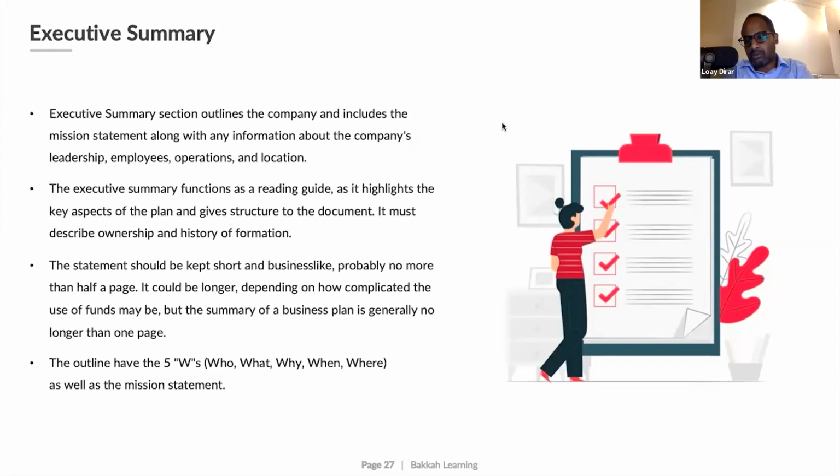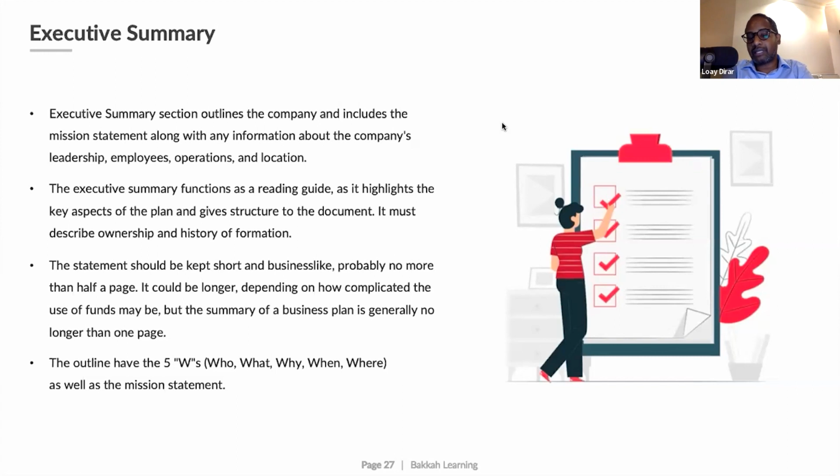The executive summary functions as a reading guide, as it highlights the key aspects of the plan and gives structure to the document. It must describe ownership and the history of formation of your company. The statement should be kept short and businesslike, probably no more than half a page. It can be longer depending on how complicated the use of funds is, but generally the summary of the business plan is no longer than 1 page.